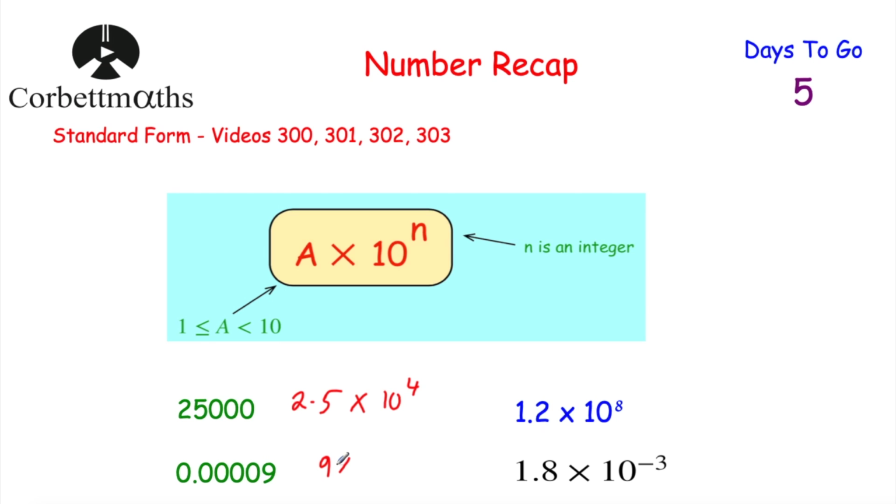Now, if we had 0.00009, that'd be 9 multiplied by 10 to the power of... And when you've got these very small numbers, a bit of a shortcut is you can just count the number of zeros in front of that first digit. So you can just do 1, 2, 3, 4, 5. So it's going to be 9 times 10 to the power of negative 5.